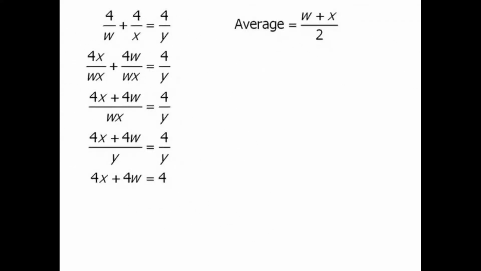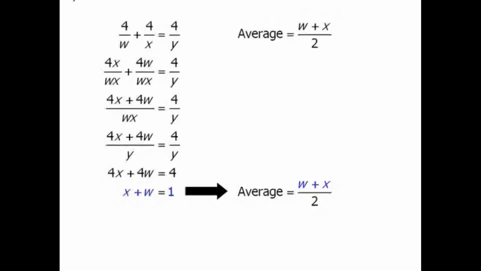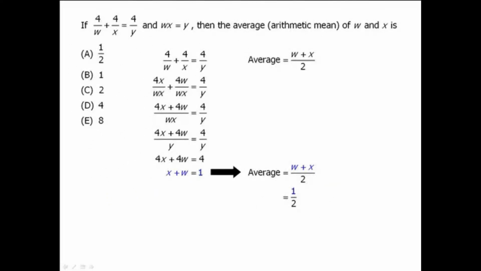And now we see we can divide both sides of this equation by 4 to get x plus w equals 1. Now notice that in our average formula, we need to know the value of w plus x. We now know that that equals 1. So we see here that our average becomes 1/2. So the answer is A.